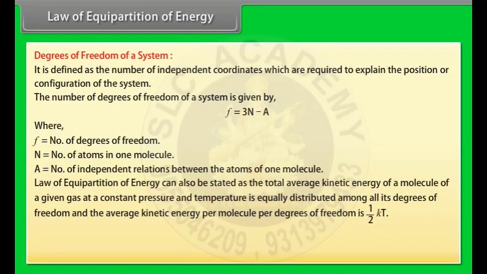Law of Equipartition of Energy can also be stated as: the total average kinetic energy of a molecule of a given gas at a constant pressure and temperature is equally distributed among all its degrees of freedom, and the average kinetic energy per molecule per degree of freedom is 1/2 kT, where T is the temperature of the gas.